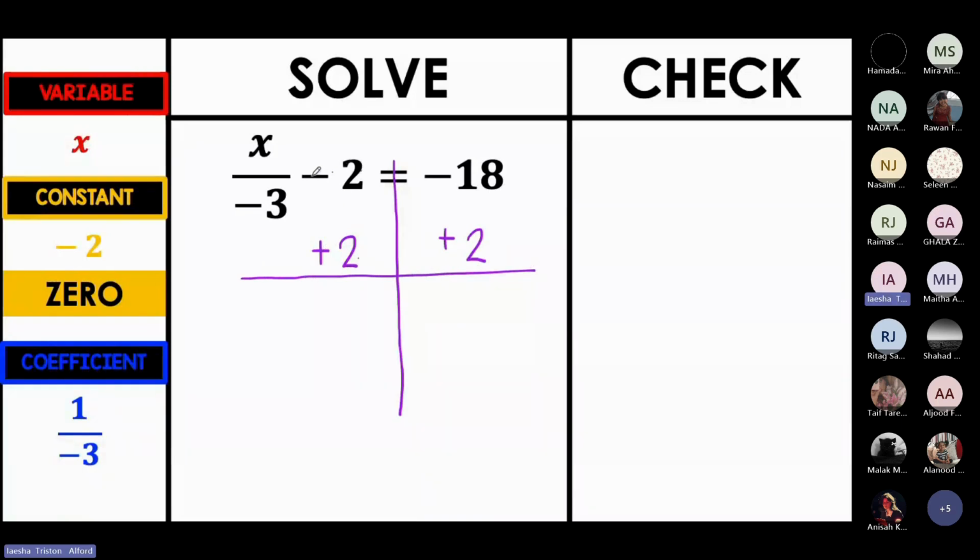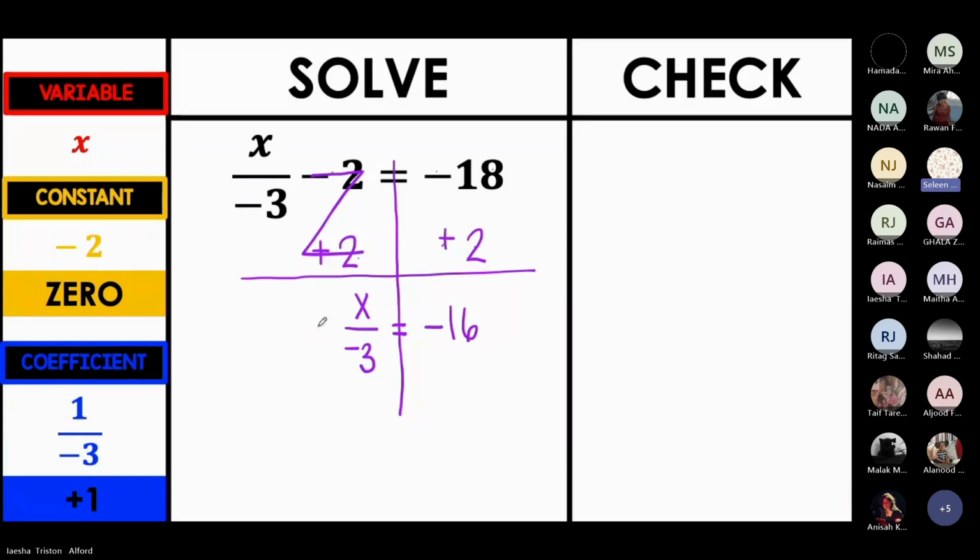-2 add 2 makes 0. The variables, put them down. Then equal, put it down. -18 add 2 makes -16. The coefficient, we want to make it what number? Positive 1. How are we going to do it? Multiply -3 both sides. Multiply -3 over 1 or multiply -3, same.